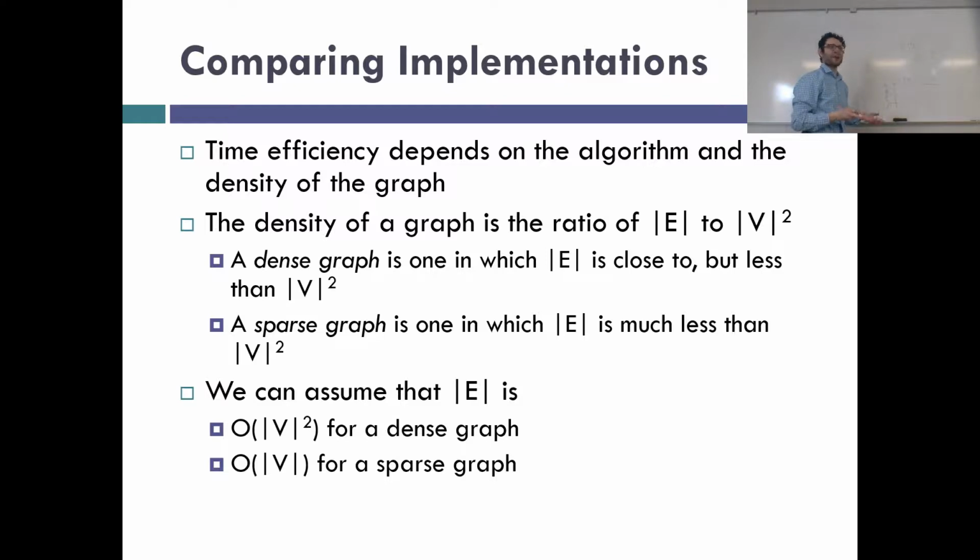A sparse graph basically means every node has about one edge. And so with dense graphs, you are closer to the number of vertices squared number of edges, and with sparse graphs, you're closer to about 1 or 2 edges per vertex.